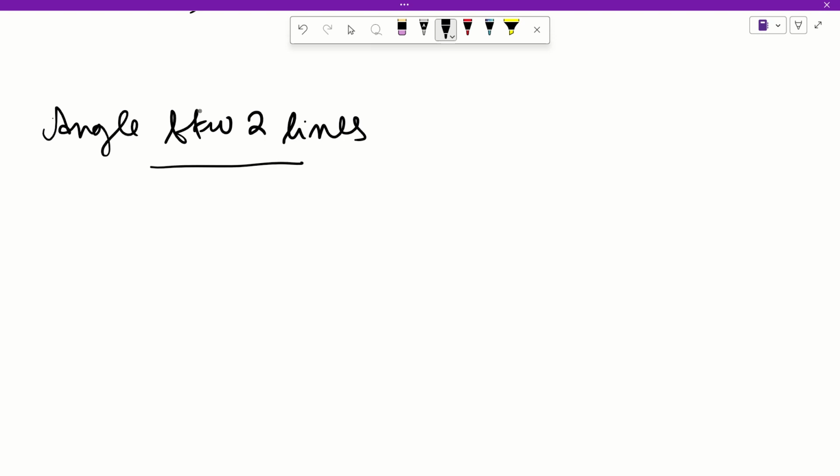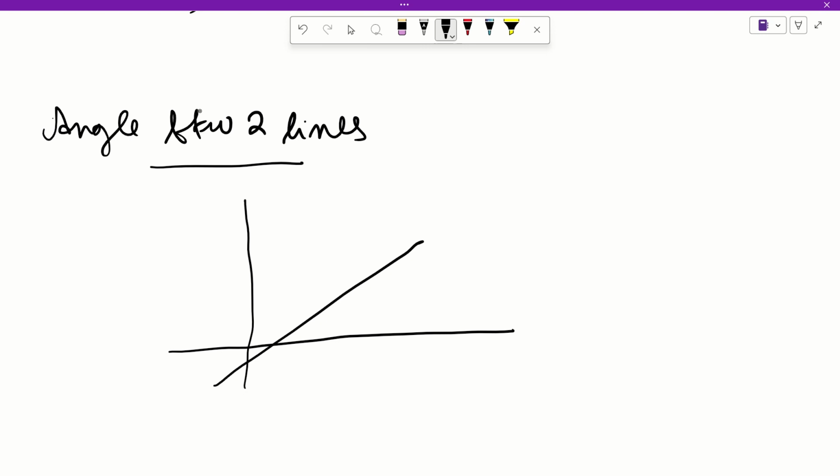Next concept is angle between two lines. Let's draw the figure. We have one line like this. We have another line like this. This is line 2. This is line 1. Line 2 makes an angle theta 2.